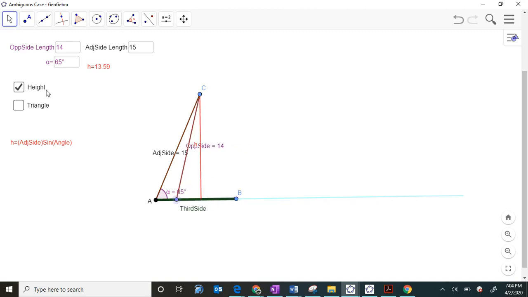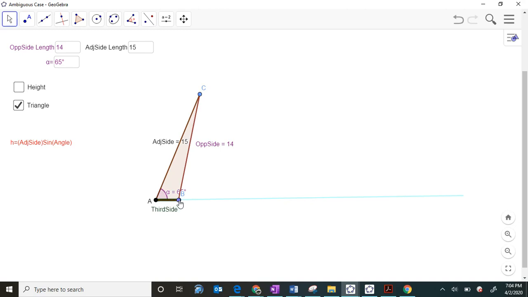So I am going to get rid of the height because now we know the height is there. And so now this is actually forming a triangle over here because it's touching it over there. So I'm just going to go over here and it's going to form this triangle right there. And that is called an obtuse triangle. This angle right here is going to be greater than 90 degrees.